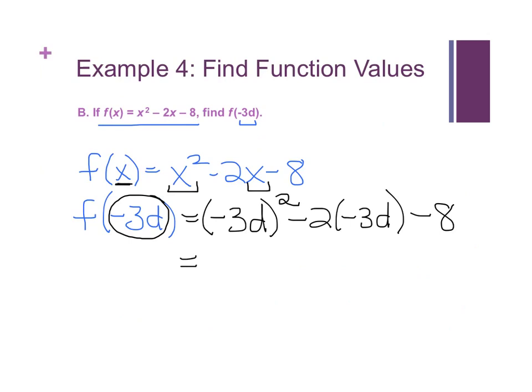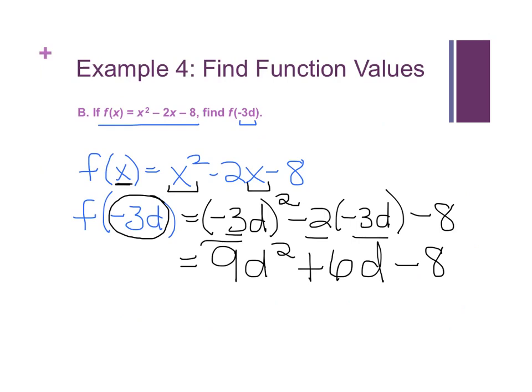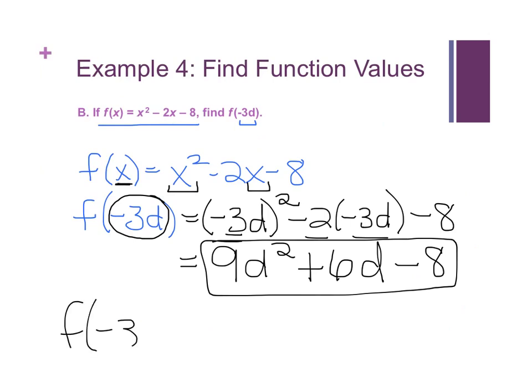Now, from there, I square negative 3d, I get 9d squared, because negative 3 times negative 3, or negative 3 squared, is 9. D times d is d squared. Here, if I multiply negative 2 and negative 3d, negative 2 times negative 3 is a positive 6d. And then I just have a minus 8 on the end. So this is my answer. If I evaluate the function at negative 3d, f of negative 3d is equal to 9d squared plus 6d minus 8.